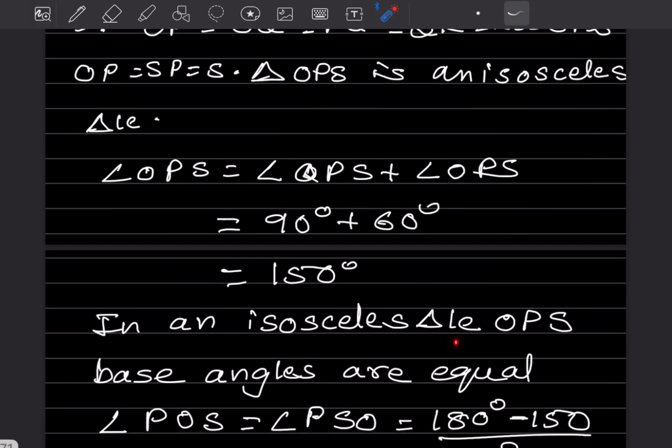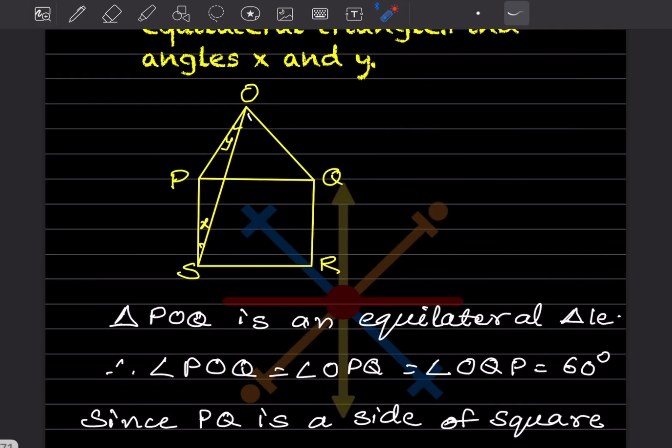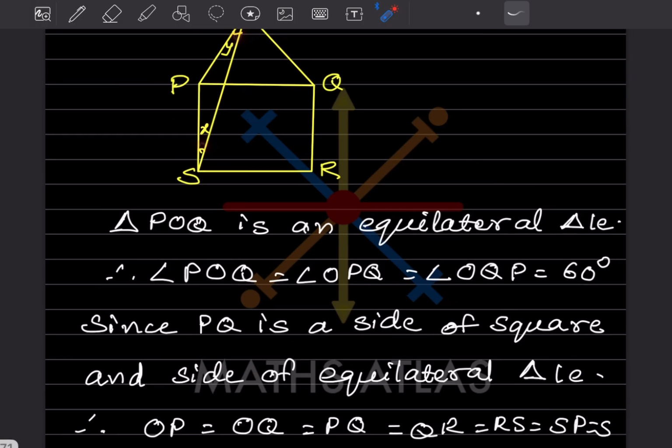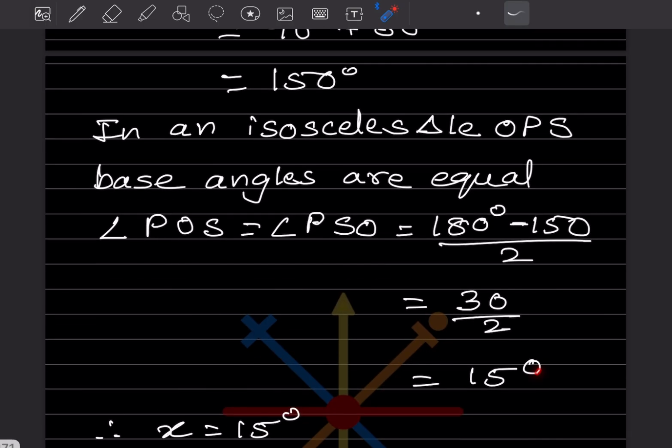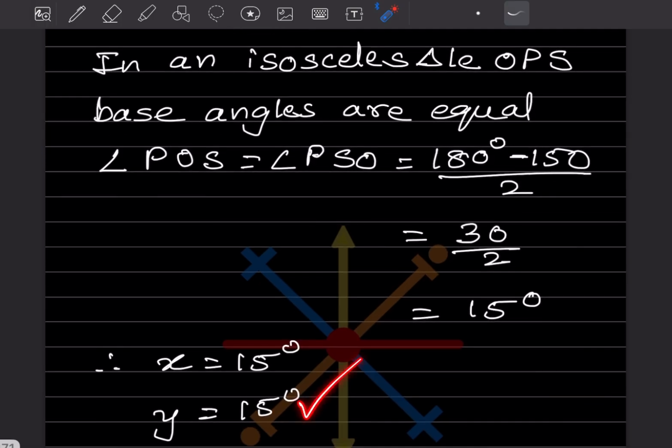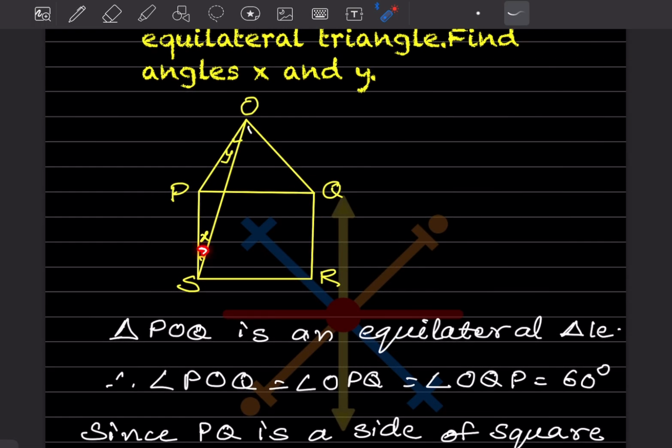And in that isosceles triangle OPS, base angles are equal. These are the base angles. These are equal. So we can say angle POS is equal to PSO. So base angles are equal, and because we got OPS as 150, from 180 if we subtract 150, you have to divide it by 2. So that will be 30 by 2. So this is going to be 15 degrees. So we can say X is 15 degree and Y also is 15 degree. So these two angles will be 15 and this also is going to be 15.